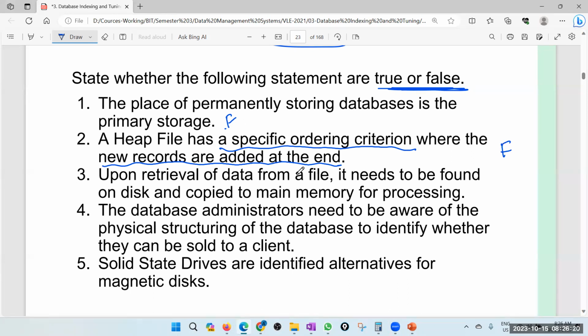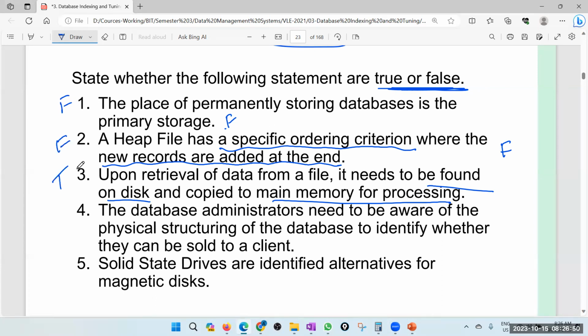Upon retrieval of data from a file, it needs to be found on the disk and copied to the main memory for processing. Yes, right. It needs to be found on the disk, then copied to main memory, because the processor takes data from memory. The processor doesn't take data directly from your secondary storage. We will take it as true. So: false, false, true.